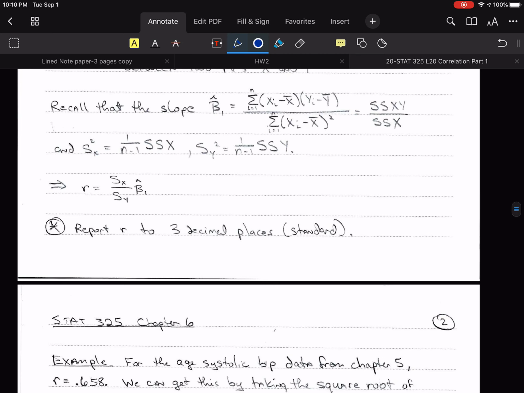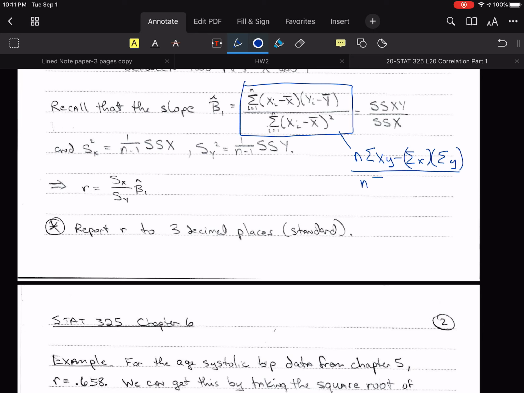So now, remember that our slope was given by this definition here. And again, this is not the formula you'd want to use to calculate it. Again, you'd use n times the sum of xy minus the sum of x times the sum of y, over n times the sum of x squared minus the sum of x quantity squared.